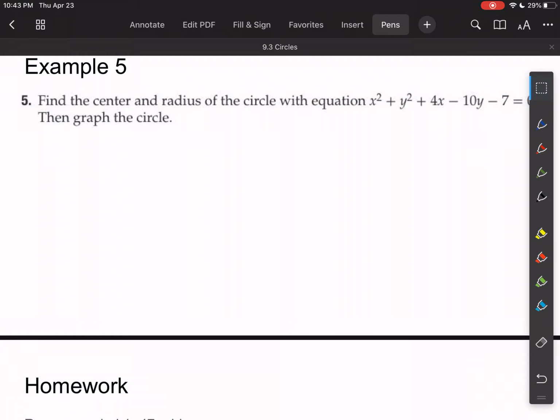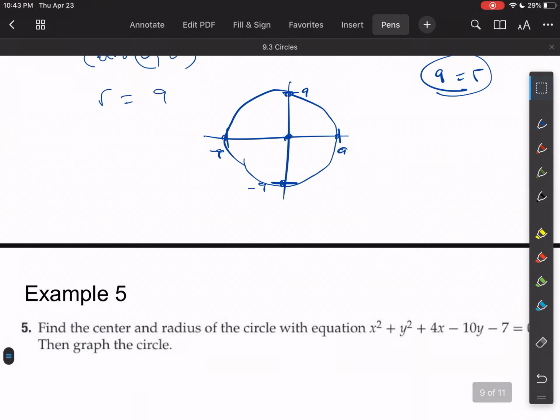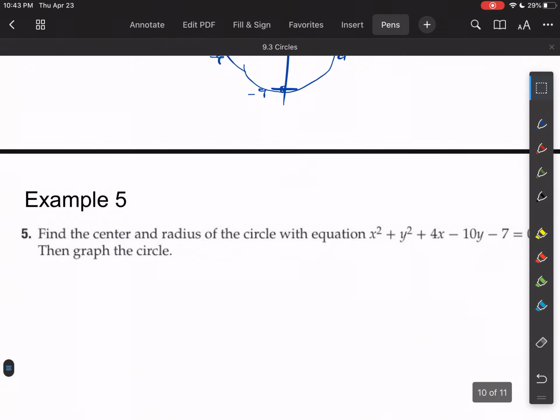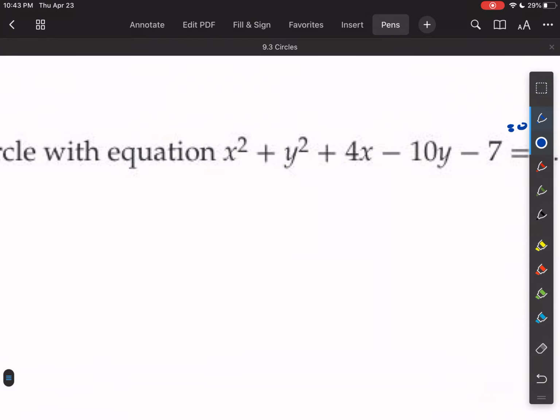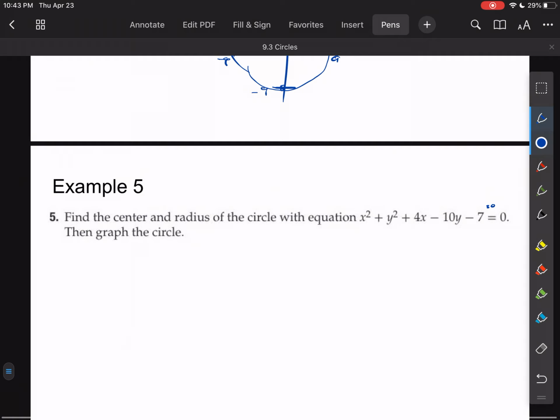Let me see if I can move this out of the way here. I'm assuming that that is a 0. Yes, it is. It's a 0. So this is just equals 0 over here. There we go. Okay, so it says find the center and radius of the circle with equation x squared plus y squared plus 4x minus 10y minus 7 equals 0.